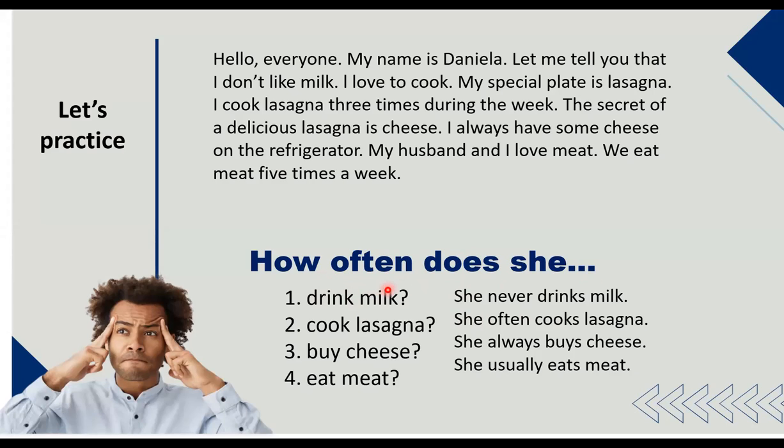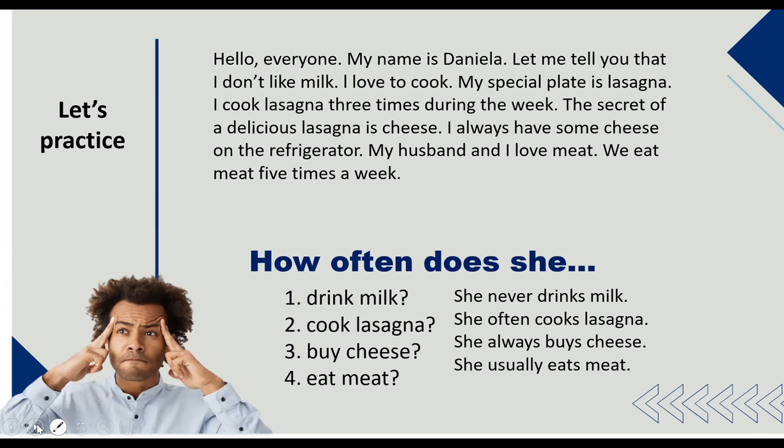El adverbio often. Esta es la expresión que necesitamos para preguntar acerca de la frecuencia. How often. ¿Con qué frecuencia? Si no es tercera persona, sería how often do. How often do they? How often do we? How often do you? En tercera persona vamos a utilizar does. Does sustituye a la tercera persona en el verbo, entonces el verbo va sin conjugar. How often does she drink milk? El adverbio often lo usamos en la pregunta y en la respuesta también.